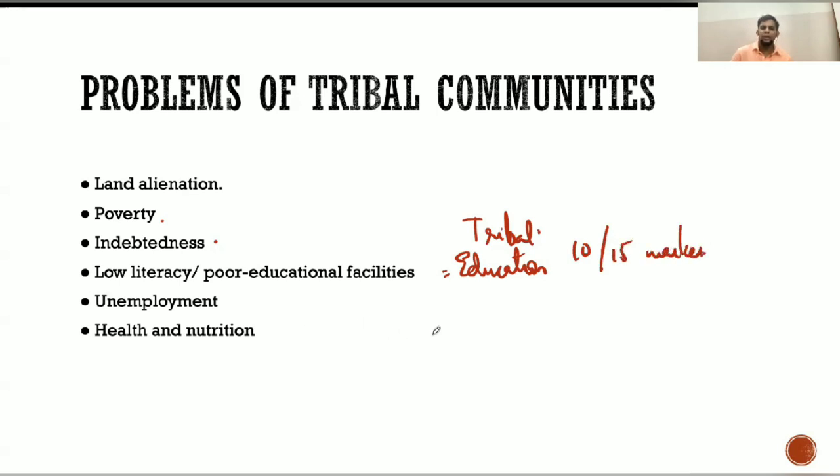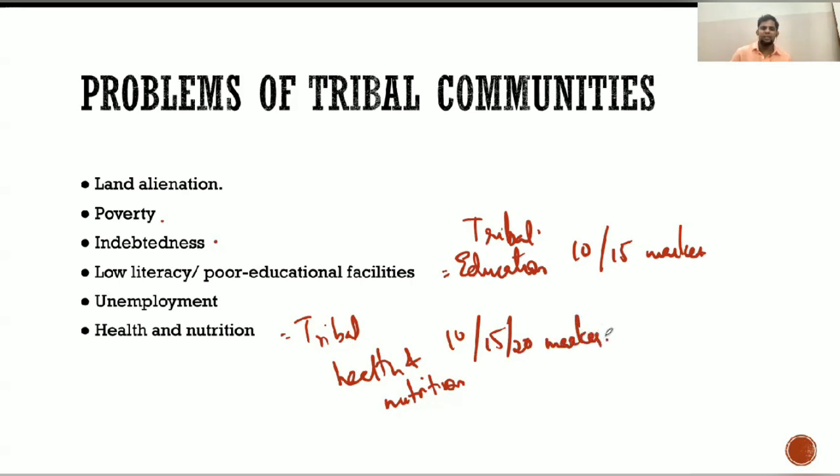When you talk about health and nutrition, we can go with tribal health and nutrition. Even this, I would say, could be a 10 marker or it could be a 15/20 marker as well. There's plenty of stuff to touch upon. And then land alienation, it could be a 10 marker, 15 marker, 20 marker. How will you differentiate between a 10 marker and 20 marker?